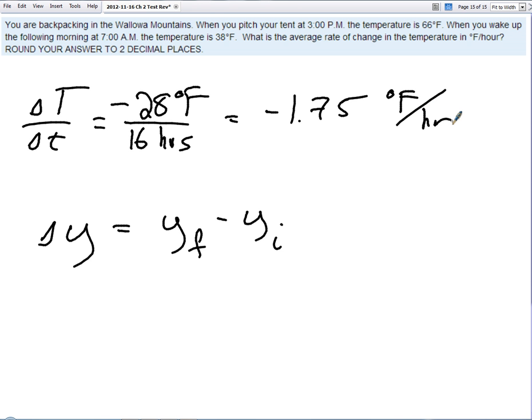And that negative is important. What's it mean if it's changing at a rate of negative 1.75 degrees per hour? It's going down. You got to know. Pack the right clothes, right? Okay, make sense?